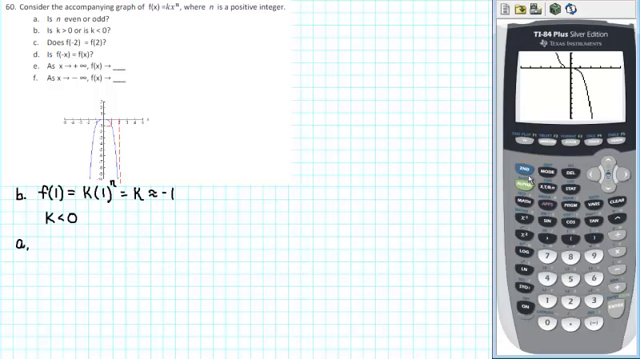Let's try n is equal to 4. This graph looks much closer to the given graph, and when we trace and determine the y value that corresponds with x is equal to 2, we get y is equal to -16, which is less than -10, and so the given graph is likely a graph of f of x is equal to minus x to the 4th power. The key thing for part A is that we've determined that n is even.